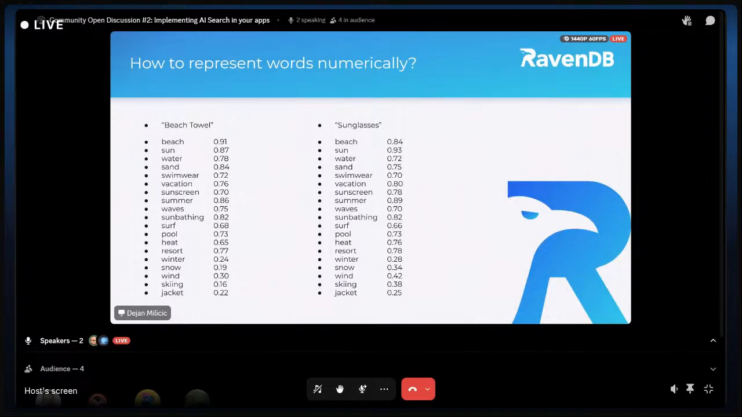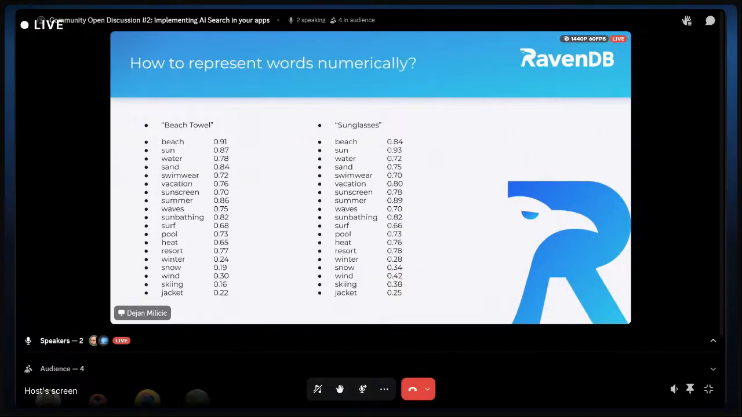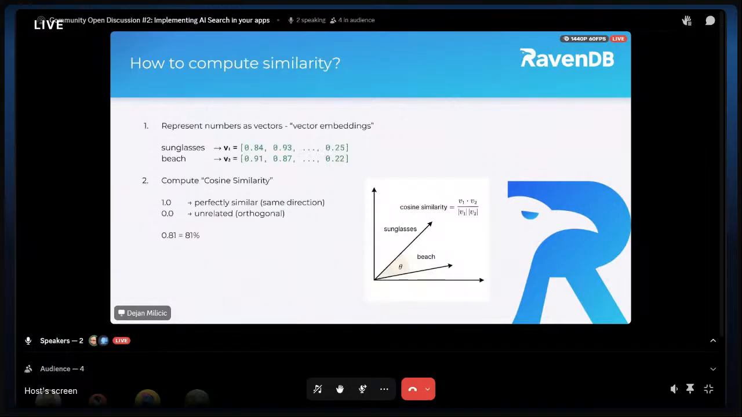And you can already guess that the more attributes I have, the more precisely I will be able to quantify the characteristics of a specific object I'm speaking about. And now that we have these numbers, how to determine similarity? How can we determine if beach towel and sunglasses are close to each other by their actual semantical meaning?